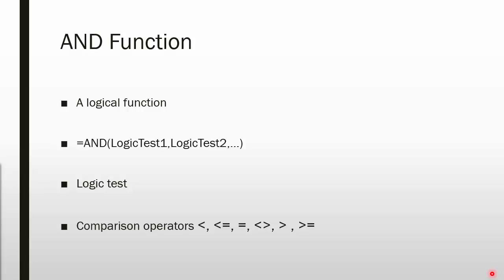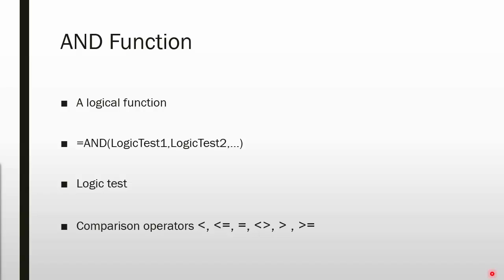The AND function is one of Excel's logical functions. One of the first ones most people learn to use is the IF statement, which is a logic test followed by inserting either the value if the logic test is true or the value if the logic test is false. The AND function works like this.